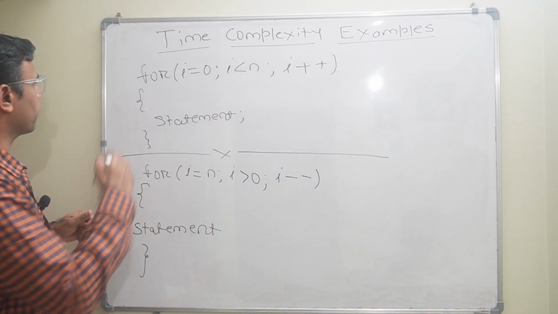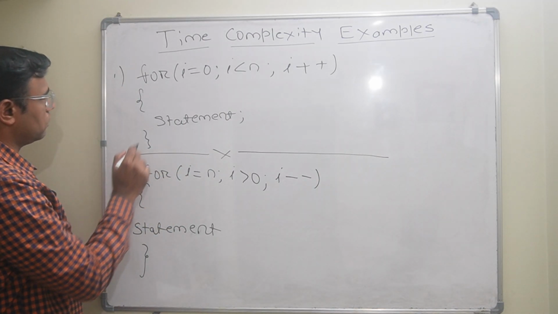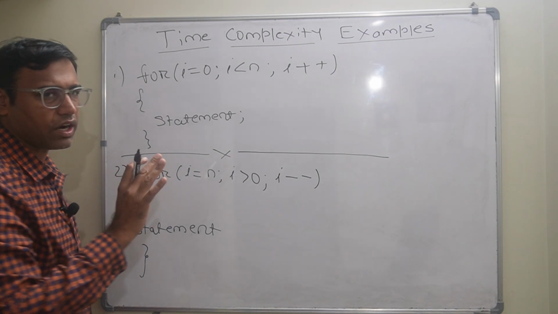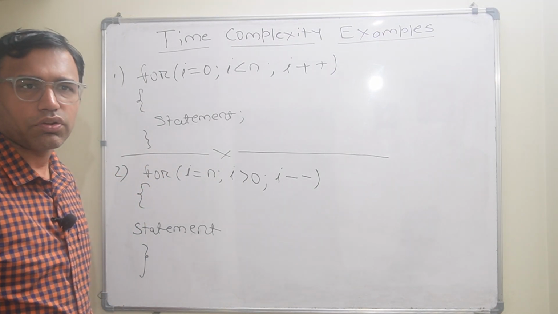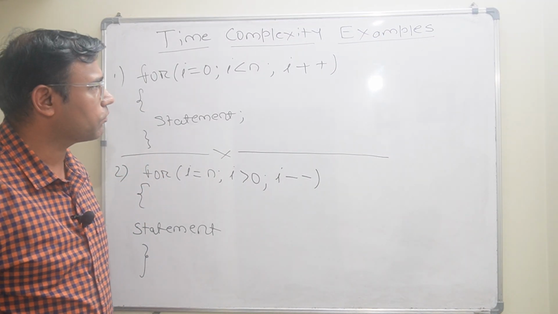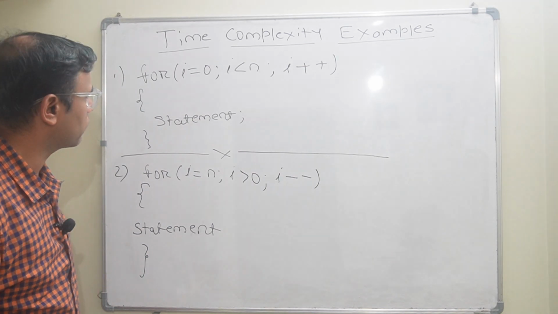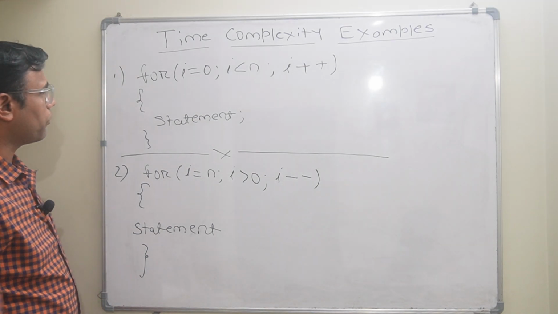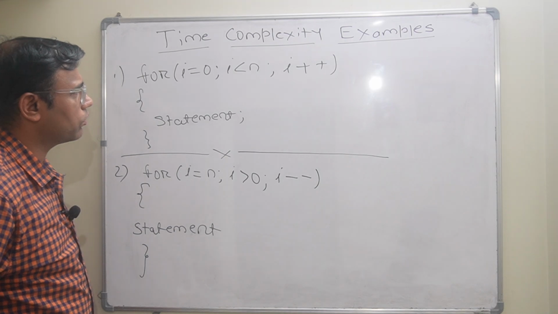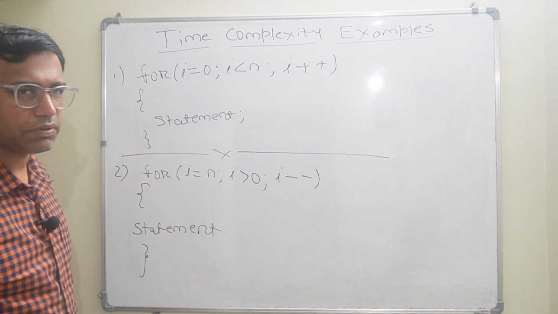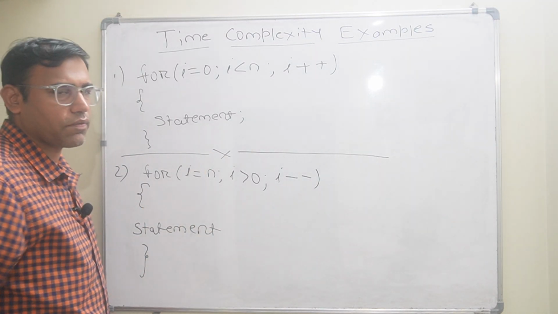So in first example, there is a for loop. I will start with a simple example. I will create 4 to 5 videos on time complexity examples. In the first example, you will find for i = 0, i <= n, i++, and then there is a statement. So this is nothing but the logic.